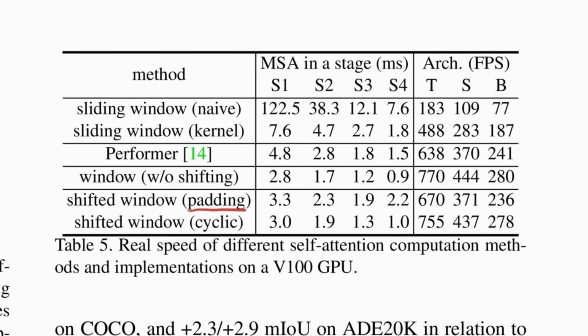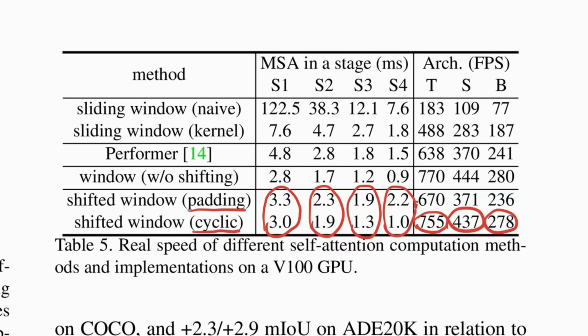And the other one is cyclic. And then they show the speed difference between these two. For example, for the stage 1, we can see the cyclic is faster. Also for stage 2, or stage 3, or stage 4. And we can also see the number of frames per second for different architectures. And we can see that cyclic shift is faster for Swin T here. So we can see that this is faster than naive padding, or for Swin S or Swin B.